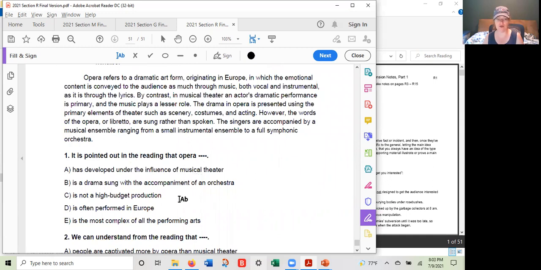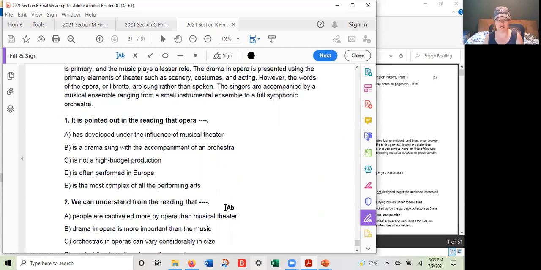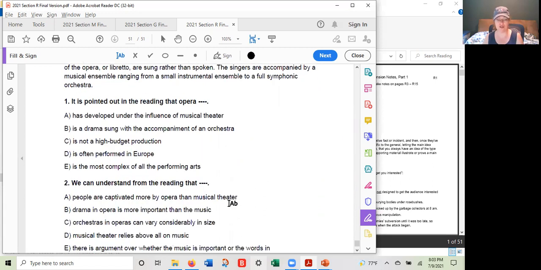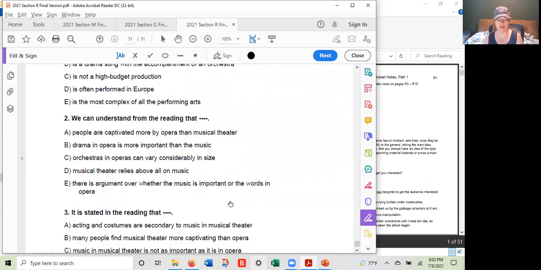So I still feel most comfortable with letter B for number one, letter C for number two, and letter C for number three. Okay, I hope that helped to analyze the three parts to it.